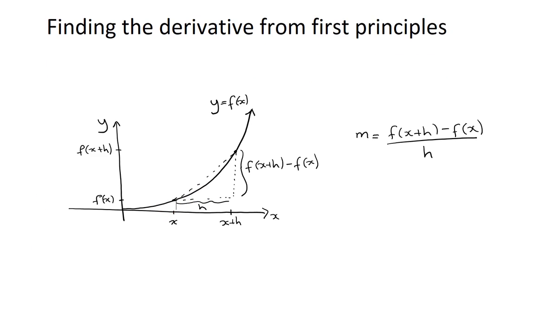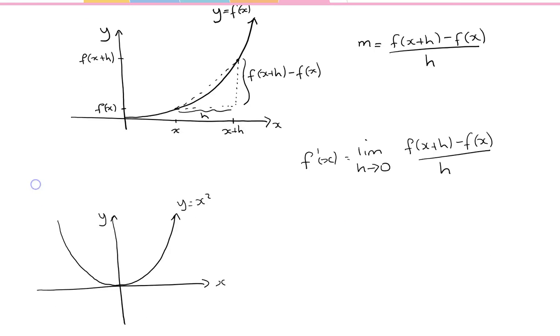So I'm going to rewrite my equation, but this time I'm going to call it f dash of x, where the dash means the gradient of the function of x, and it's at the limit as h approaches 0. And then the rest of the equation is the same. f of x plus h minus f of x, all divided by h. And this becomes our equation that we use in order to find the derivative from first principles.